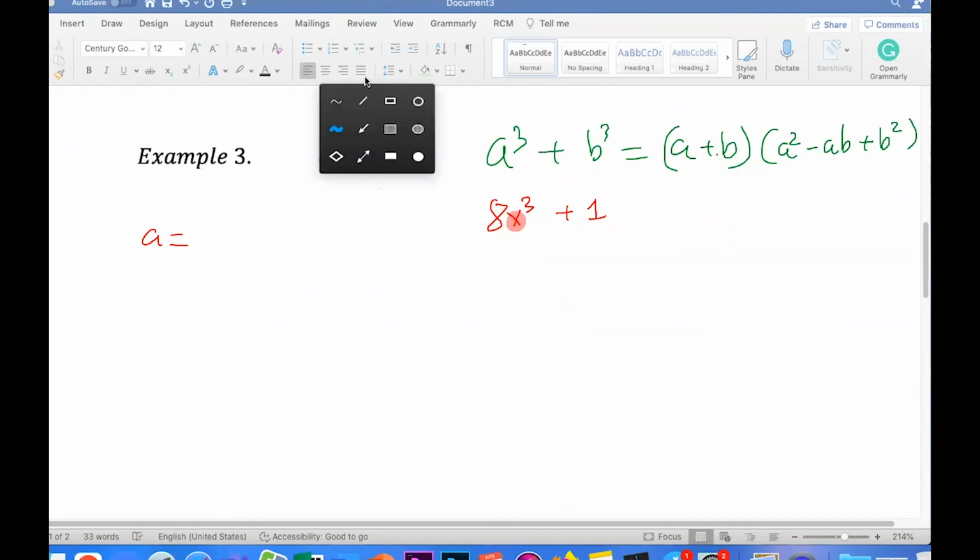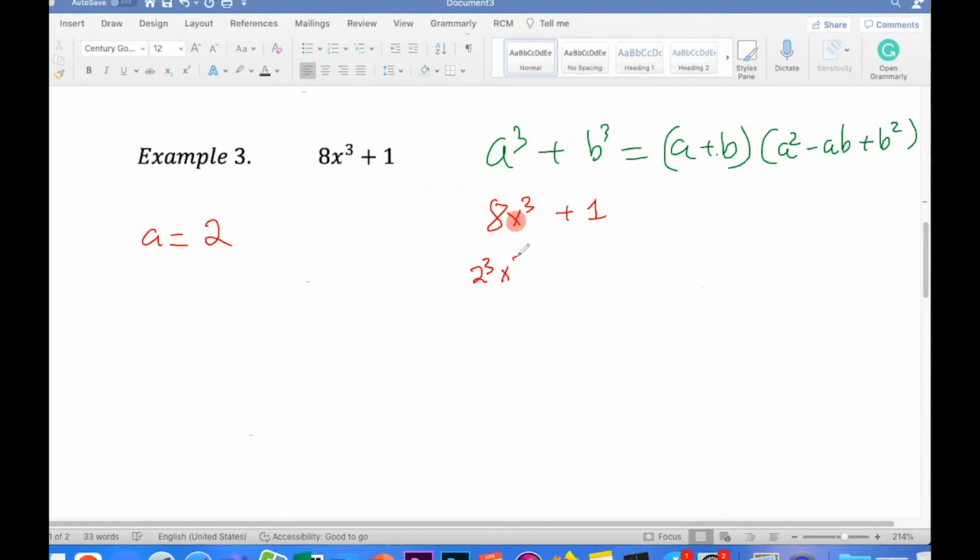So what number is going to give that? I mean, for a, to give you that, it has to be 2. So 2 to the power of 3, x to the power of 3, so 2x. So what about b? We have to find out what number to the power of 3 gives you 1, which would be just 1. So I have b equal 1 as well.